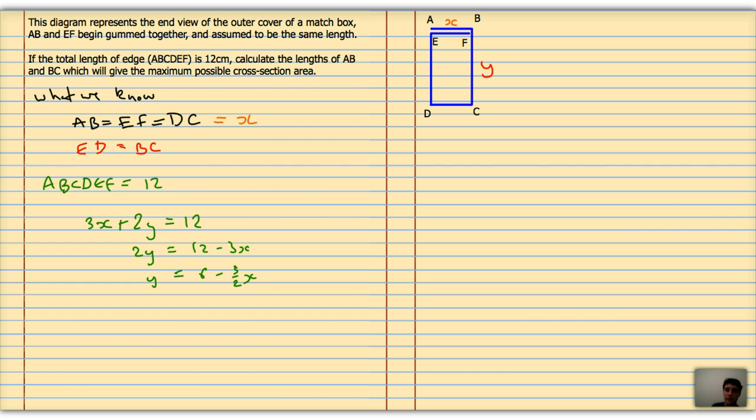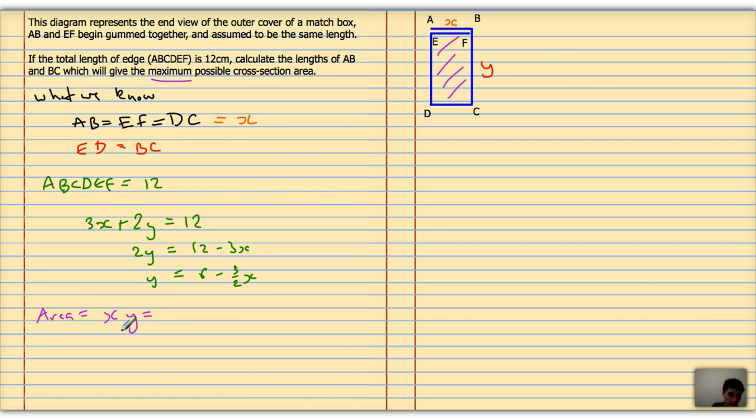That's good, that will help us. We want to maximize the cross-sectional area. So we want to maximize this area. So, what is the area? I'm going to write area because I've used A before. The area equals, well, it's just x times y, isn't it?